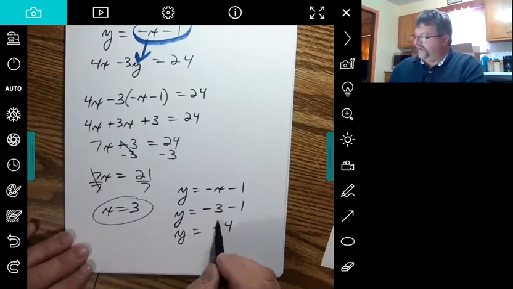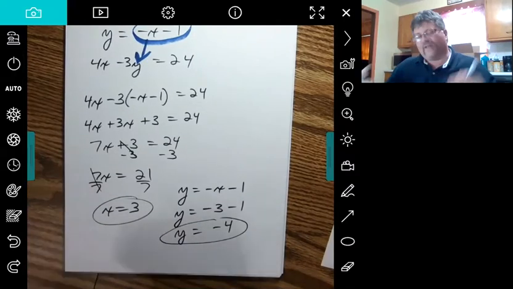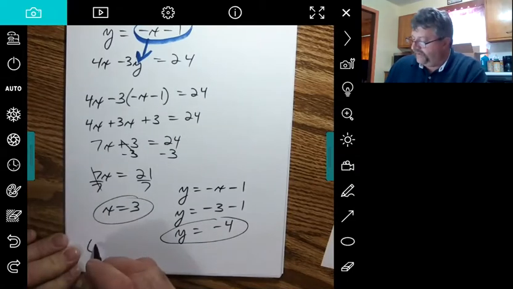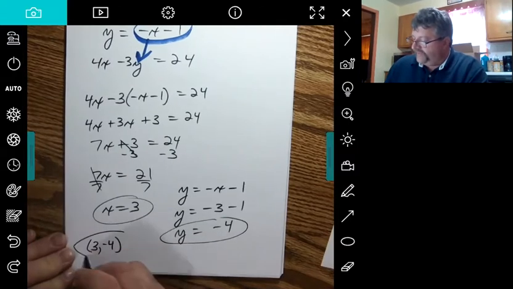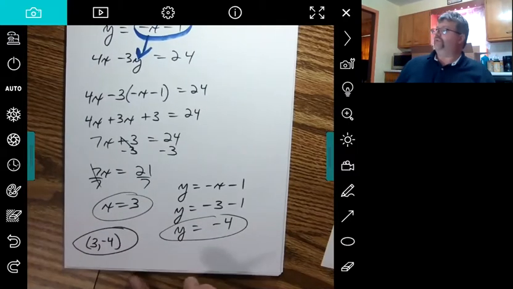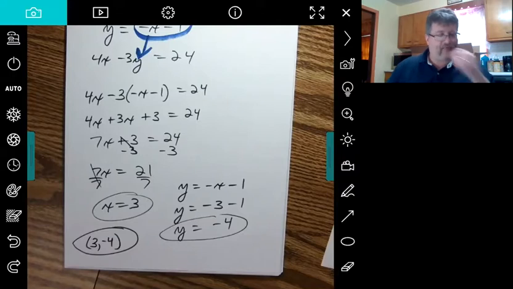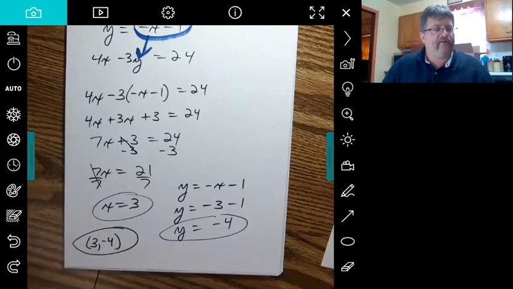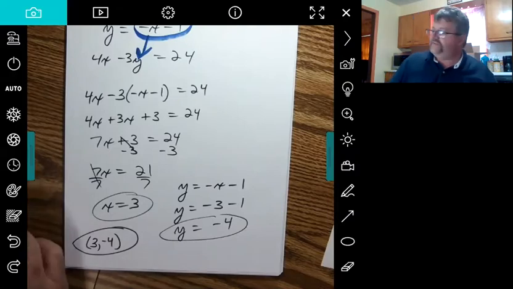Okay, so I kind of circle these as separate answers. They're not separate, they're part of the same answer. We write it as an ordered pair, the x coordinate, comma, the y coordinate, and that's how we would show our answer, 3 comma negative 4. Okay, all good there? So that's how you would do the substitution method.